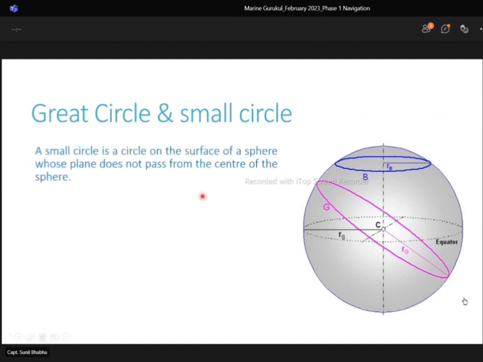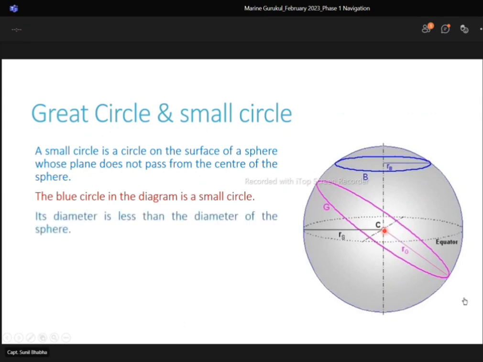Now, moving on to the concept of a small circle. A small circle is a circle on the surface of a sphere whose plane does not pass through the center of the sphere. For example, the blue circle which we see in the diagram is a small circle because its plane does not pass through the center of the sphere, which is at point C. So, all these circles whose plane does not pass through the center of the sphere are called small circles.